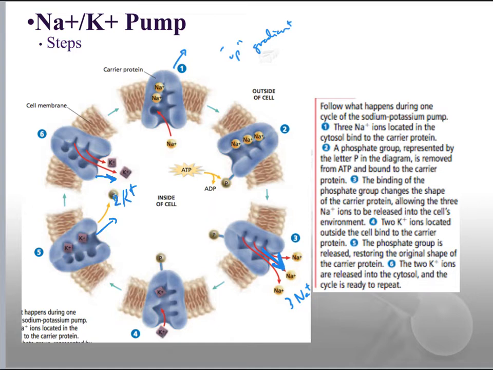Notice we got 2 potassiums going in and 3 sodium ions going out, which means that overall we're building more positive charge outside of the cell. So the longer this runs, the more positive charge we get out, because there are 3 positive charges coming out for every 2 positive charges coming back in. So the cell is actually creating this gradient through this sodium-potassium pump.